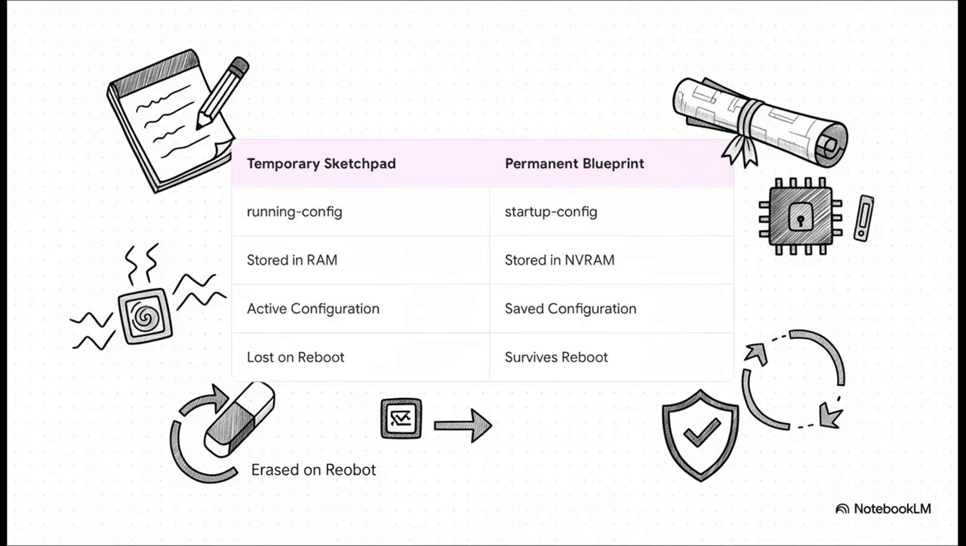Let's just break it down nice and simple. The running config, that's your temporary sketchpad. It's active, it's in RAM, and it gets totally erased when you reboot. The startup config, that's the permanent blueprint, stored safely away in NVRAM for the next time it starts up. Seriously, understanding this difference is the absolute key to not losing all your hard work.